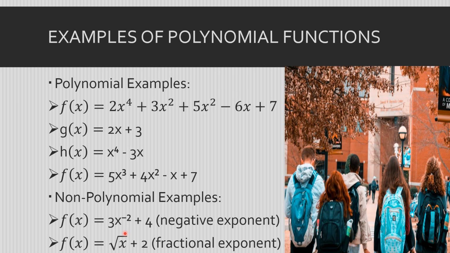Now let's look at these non-examples. We have 3x to the power negative 2. The negative 2 makes the whole expression not qualify as a polynomial function. Why? Because for a polynomial function, the exponent of the variable is not supposed to be negative. And here too, we have f of x equals root x plus 2. Here the power is 1 over 2, that is, half root, and it doesn't qualify to be a polynomial function because the exponent is not an integer. 1 over 2 is a fraction, not a positive integer.